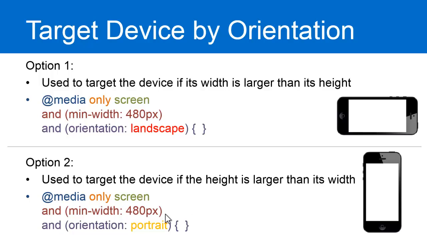So this will be something where if you want to target a different break based on whether you're holding the phone sideways or vertical, you can have different styles based on that.